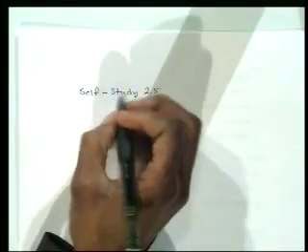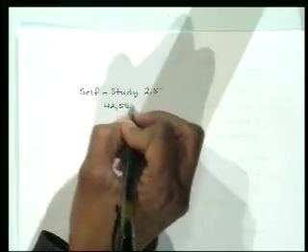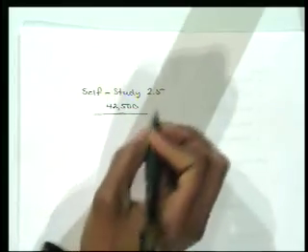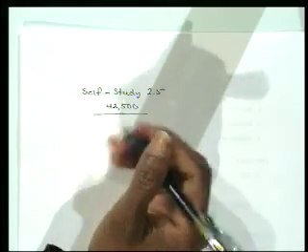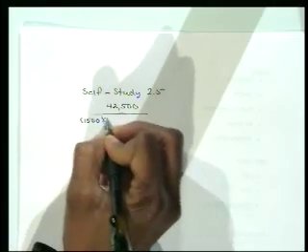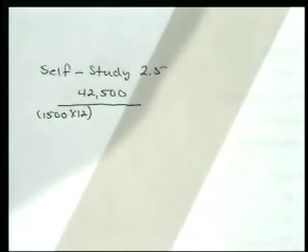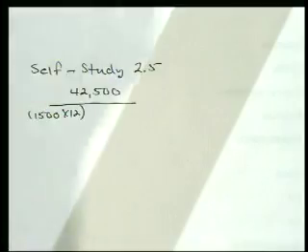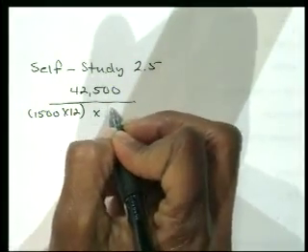The calculation is: his investment was $42,500, and it's going to be divided by his annual amount. He gets $1,500 a month, so I'm going to take the $1,500 times 12, and that represents the annual amount. Let me blow that up some for you. And then we multiply that times his life expectancy, which is 21 years.